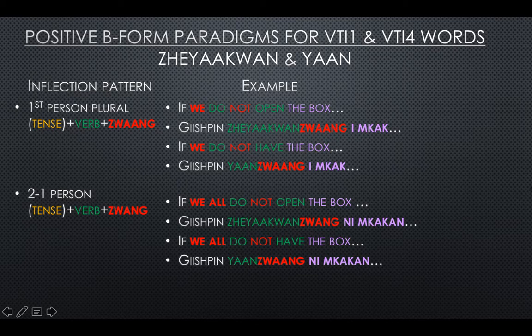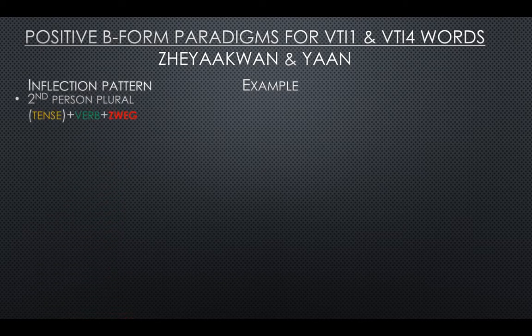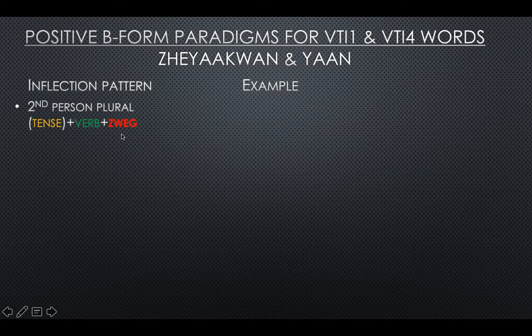All right. So moving on to our second person plural and third person plural examples. So on this one, we're just adding zweg at the end, not swag, zweg. So if you all do not want to open the box. So want to is our indefinite future tense. So that goes in front of the verb in this formula. So we go ich bin, we, ja kun zweg, and then the word for the box, im kuk.